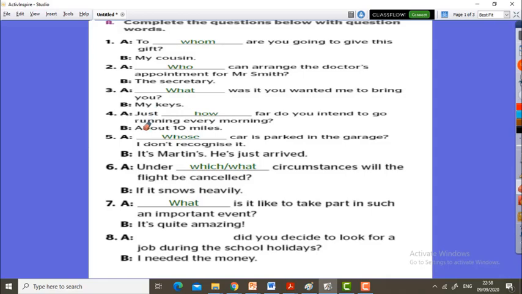And the last question is answered by the following sentence: "I needed the money." So we are asking about a reason, and the question will be, why did you decide to look for a job during the school holidays?